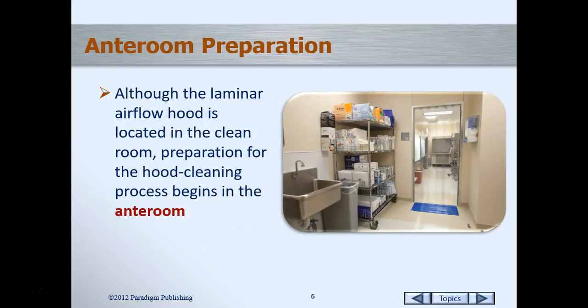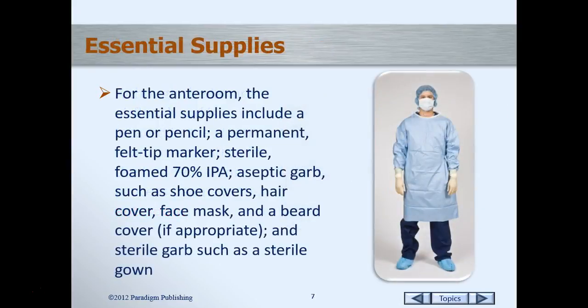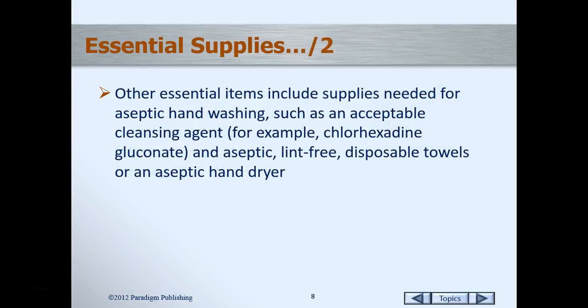So getting prepared to clean the hood starts in the anteroom. The anteroom is in the clean room, but we start getting ready in the anteroom. For the anteroom, the essential supplies are a pen or a pencil, could be like a Sharpie, sterile foam 70% IPA, aseptic garbing, such as shoe covers, hair covers, face mask, beard cover, if appropriate, and sterile garb, such as your sterile gown.